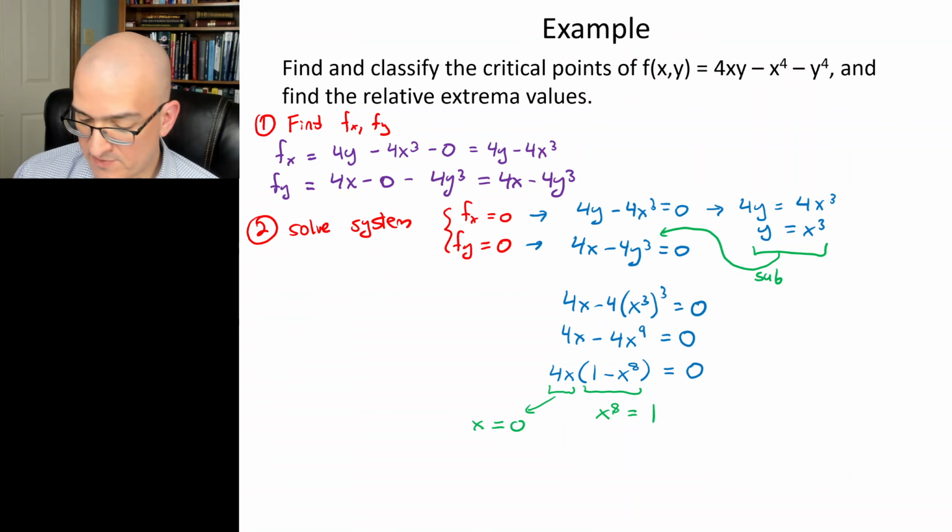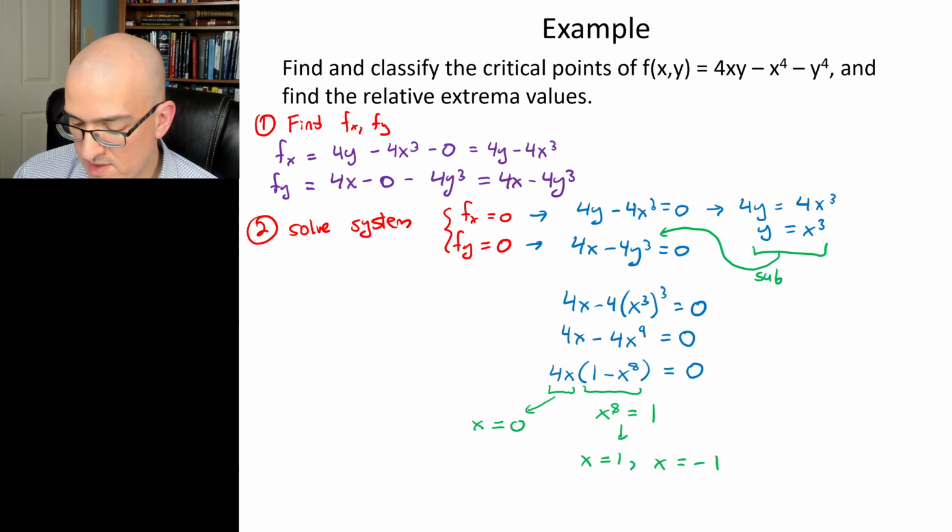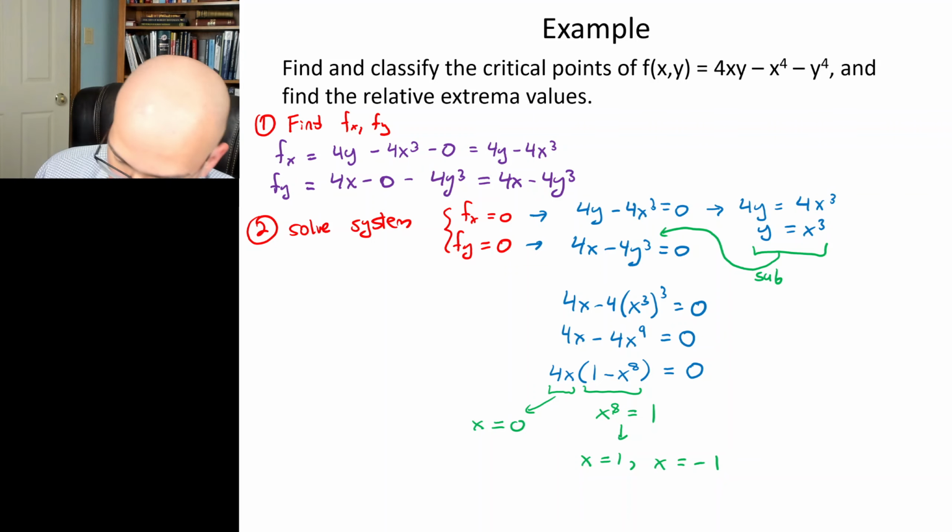X to what power gives you 1? Well, 1 to the power of 8 gives you 1, and negative 1 to the power of 8 gives you 1. Negative 1 multiplied by itself 8 times, you're going to have 8 negative signs, so they're all going to cancel out, give you a positive. So we have 3 x values.